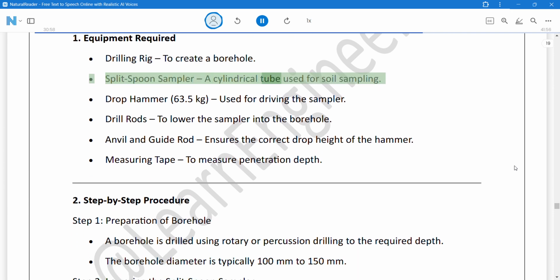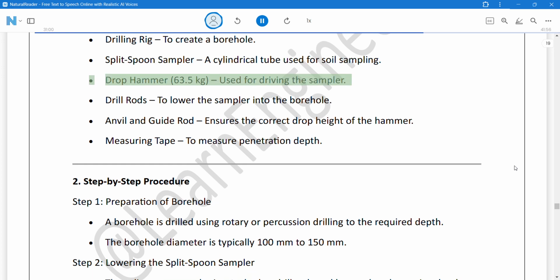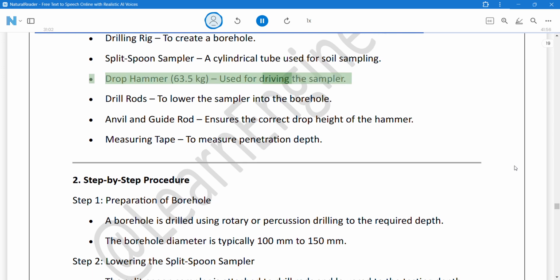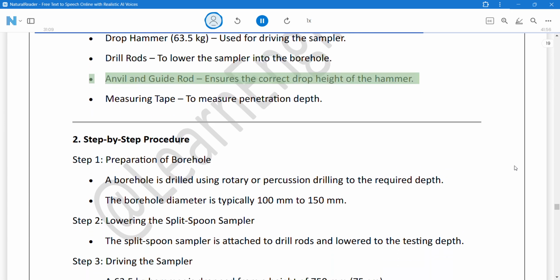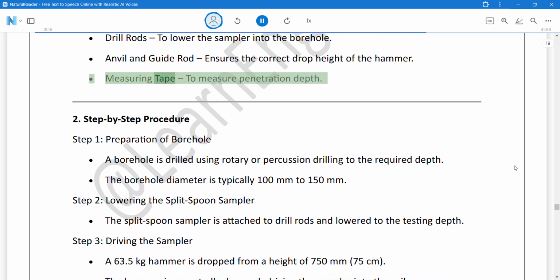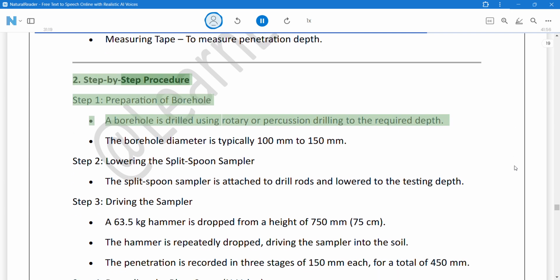Split spoon sampler, a cylindrical tube used for soil sampling. Drop hammer, used for driving the sampler. Drill rods, to lower the sampler into the borehole. Anvil and guide rod, ensures the correct drop height of the hammer. Measuring tape, to measure penetration depth. 2. Step-by-step procedure. Step 1.